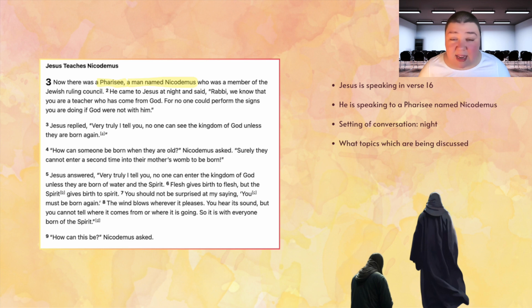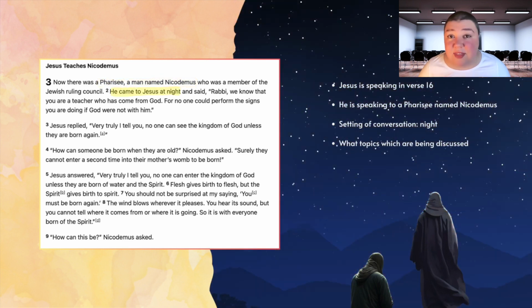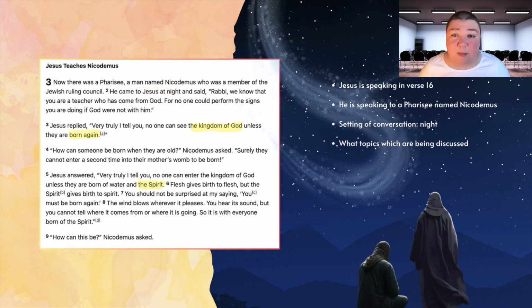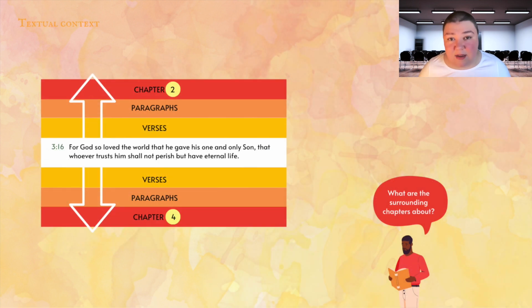We learn the setting of this conversation. It's the dead of night, and this seems to be a secret meeting. We learn how this conversation came about. We learn what topics are being discussed in this conversation. Then we take yet another step back. Now, what are the surrounding chapters about? What is chapter 2 about? What is chapter 4 about?